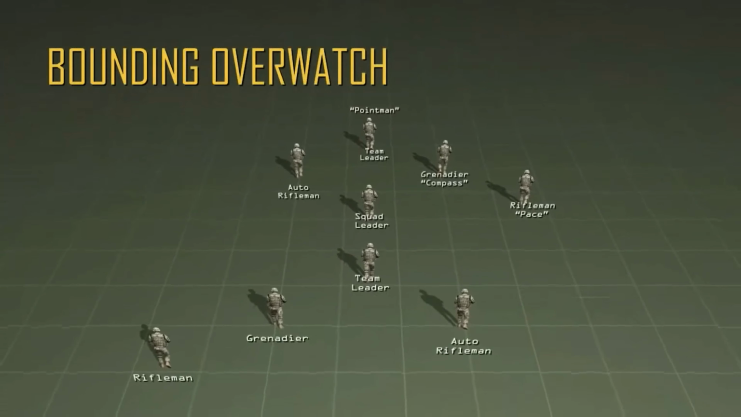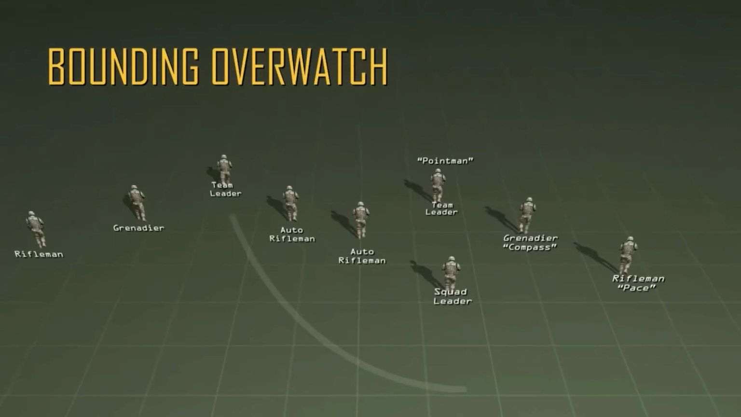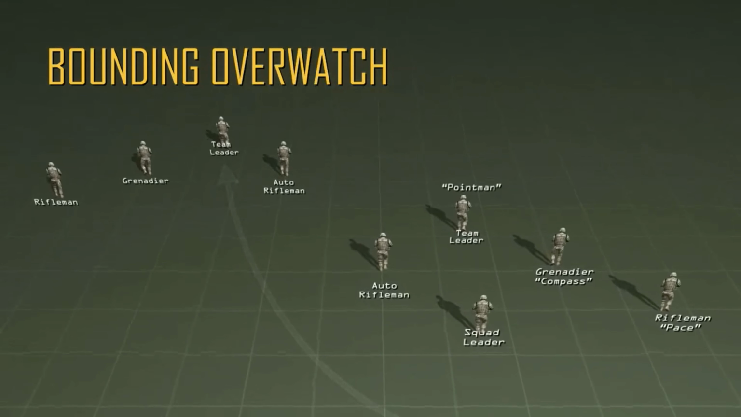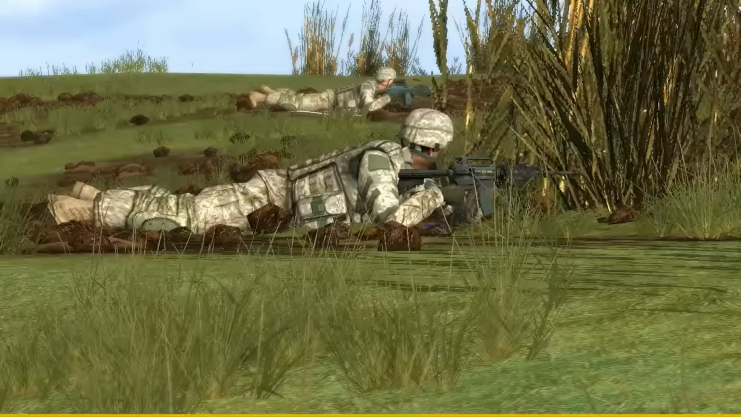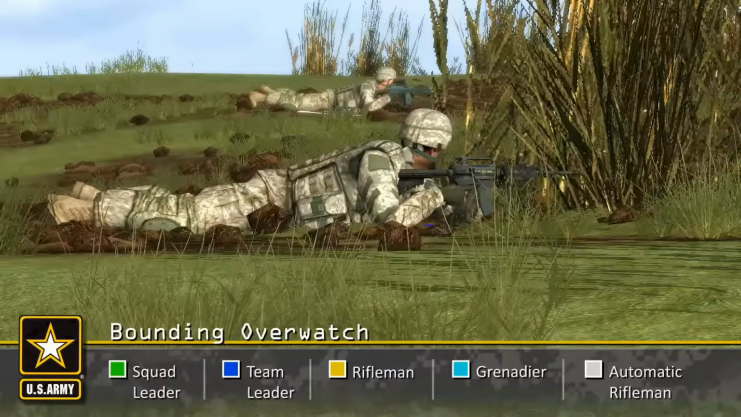Bounding overwatch is used when contact with an enemy force is expected or when crossing a large open danger area. One fire team is always in an overwatch position, prepared to lay down a base of fire while the other fire team maneuvers. This is the slowest movement technique and the most difficult to control, but it provides the best dispersion and fire control.